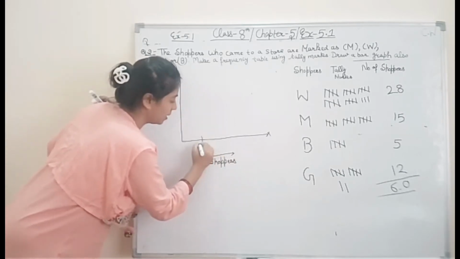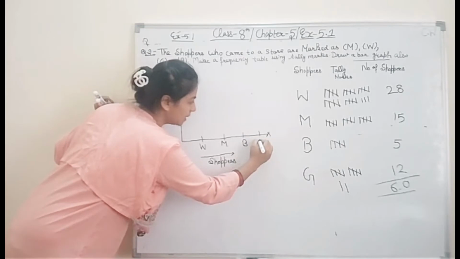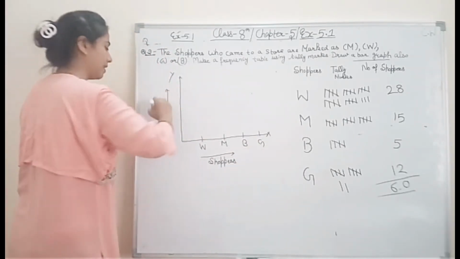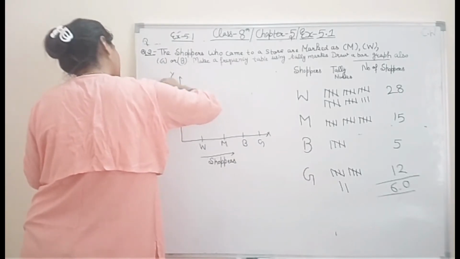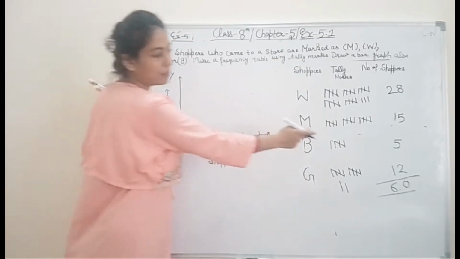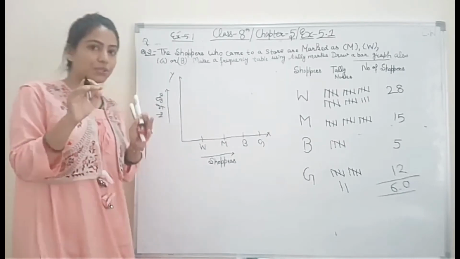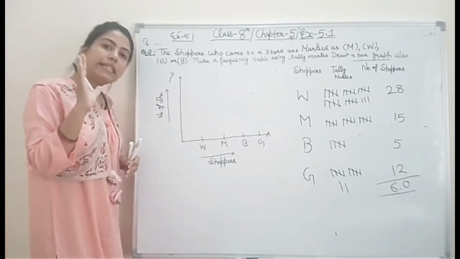How many shoppers are there? Women, men, boy and girl. And after that, number of shoppers along the y-axis. So number of shoppers. Right student? So how many shoppers are there? Minimum number is 5 and maximum is 28. So your choice, you can take a 5-5 gap or 10-10 gap.